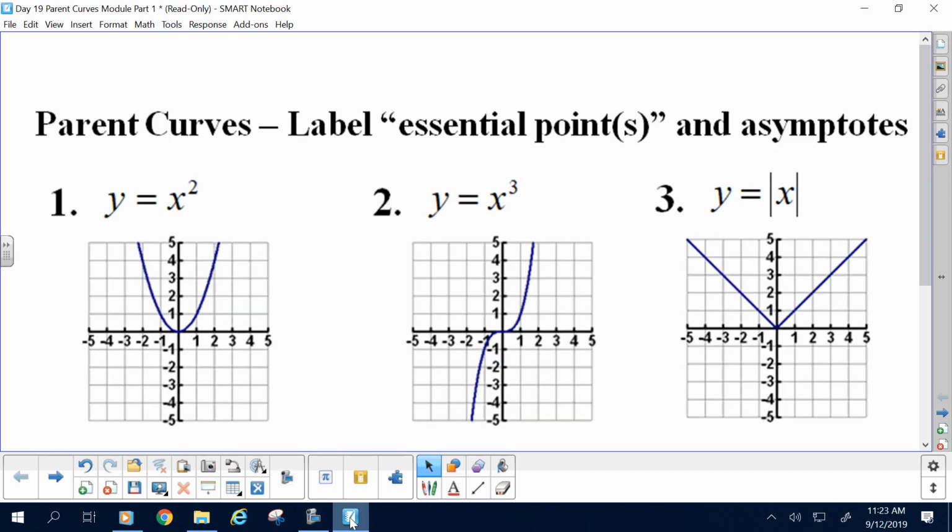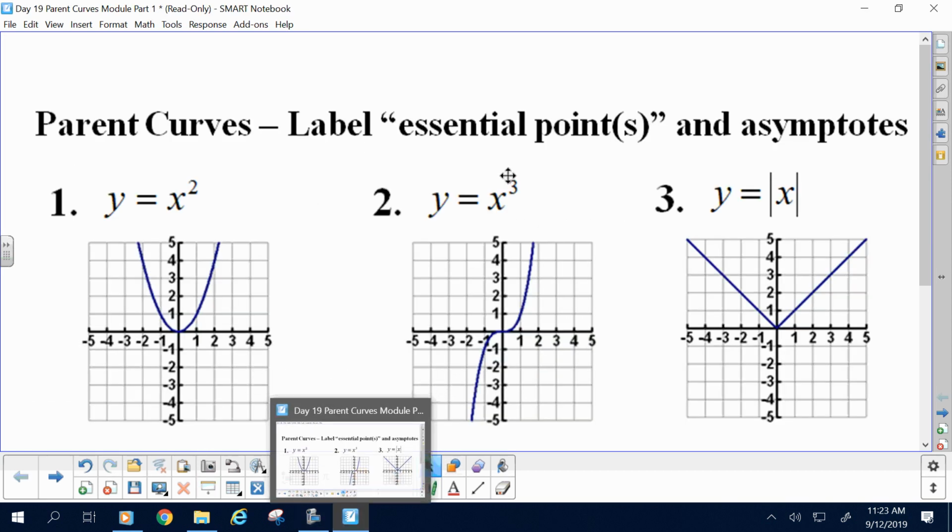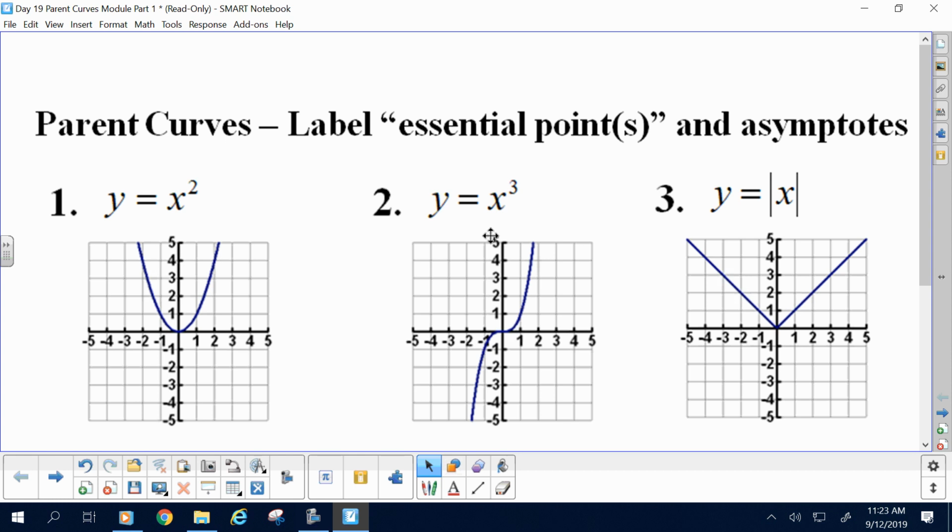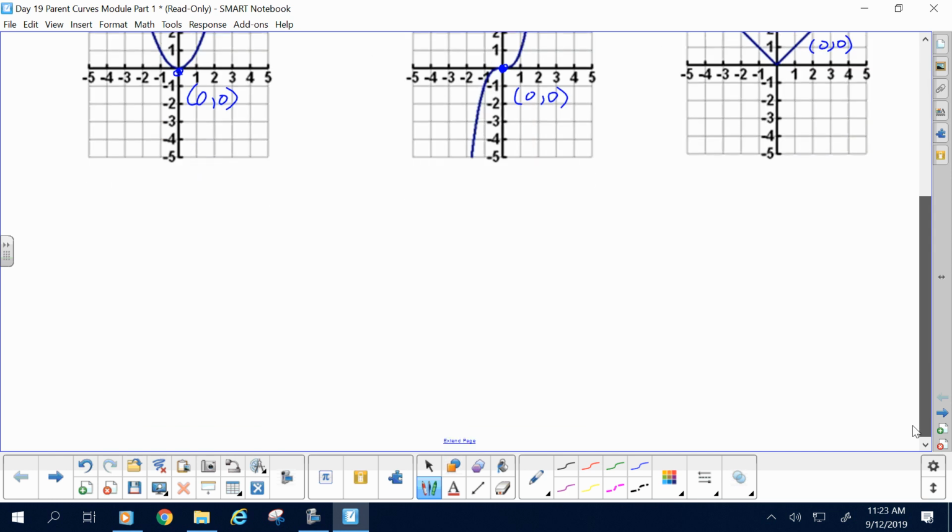The gold sheets are meant to be a study guide to help you for the test next week. You're not going to use it on the test, but it's meant to be your parent curves, your basic shapes. Would you give me the essential point on number 1? 0, 0. What about on y equals x cubed? 0, 0. What about on the absolute value of x, which is a v? 0, 0.